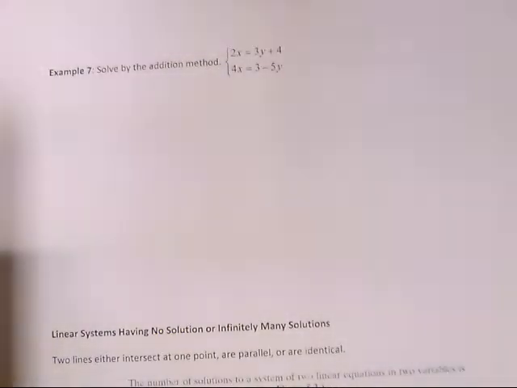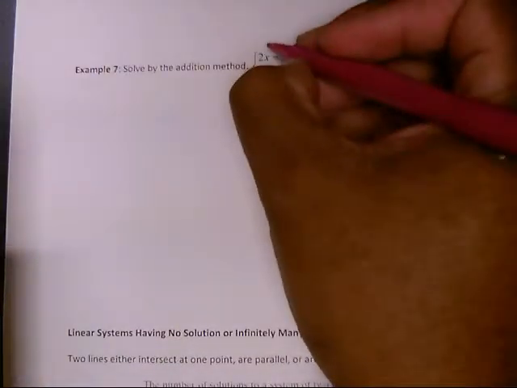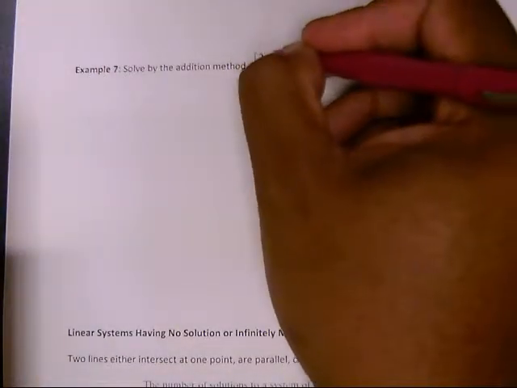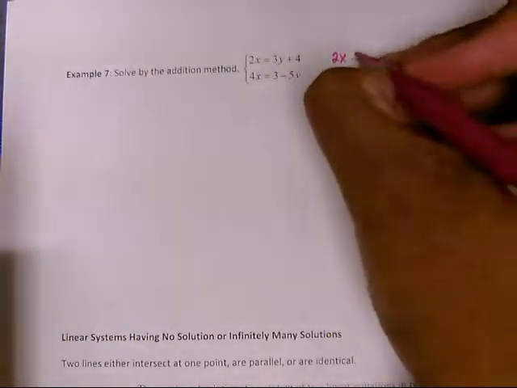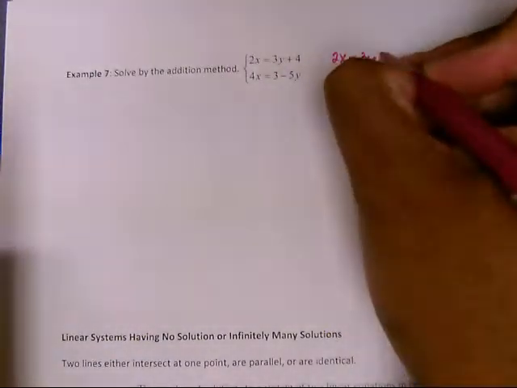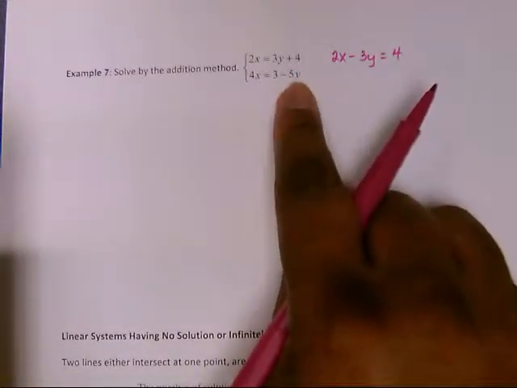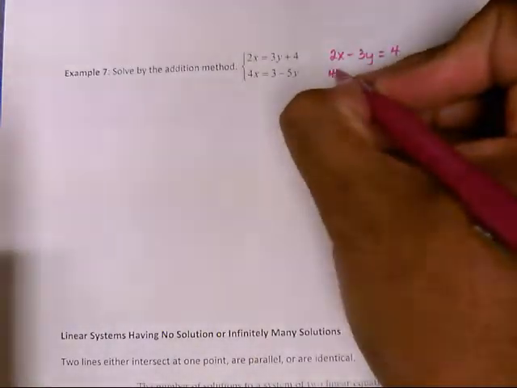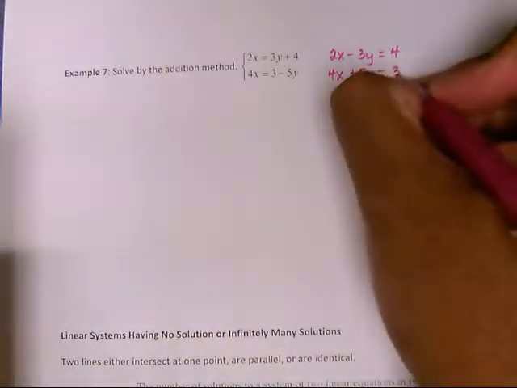First of all, the equations have to be in standard form, where the x and the y are on the left side, the constants are on the right side. For this first equation, if I move that 3y over to where the 2x is, I'm going to have this: 2x minus 3y is equal to 4. For the second equation, if I move that minus 5y over to where the 4x is, I'm going to have 4x and then plus 5y equal to 3.